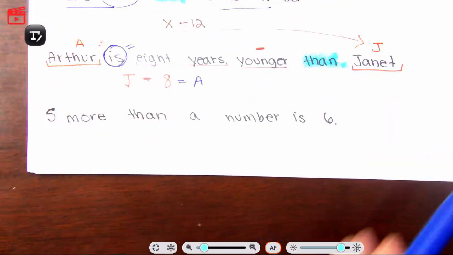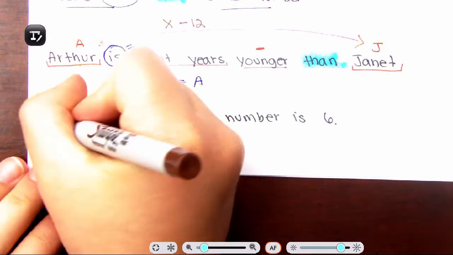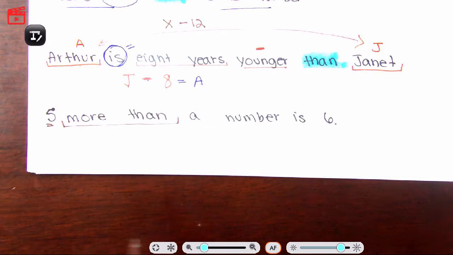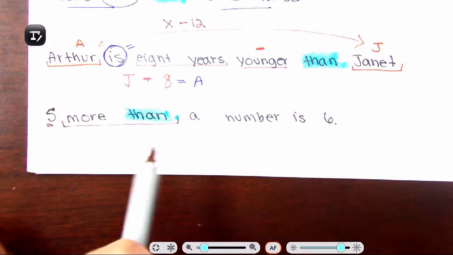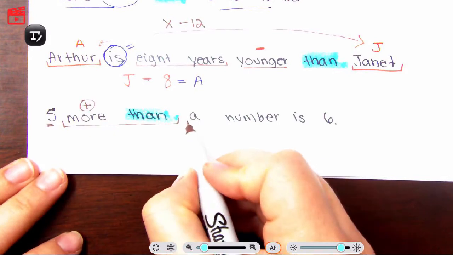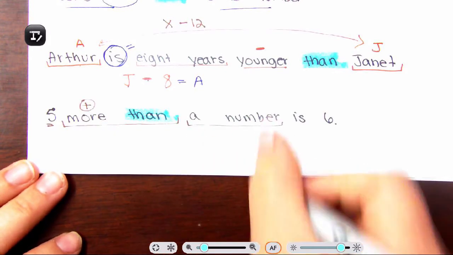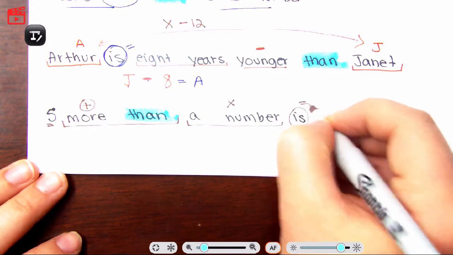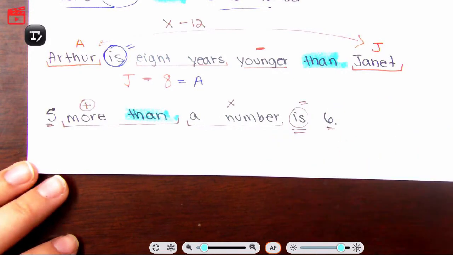Try another one. 5 more than a number is 6. Okay, 5, I know what 5 is. 5 is a number. More than, I see that word than again. That means I'm going to be switching places. More means I have plus. A number, I don't know what a number is, so I'm going to call it x. Is, remember is an equal sign. And I know that I have 6.